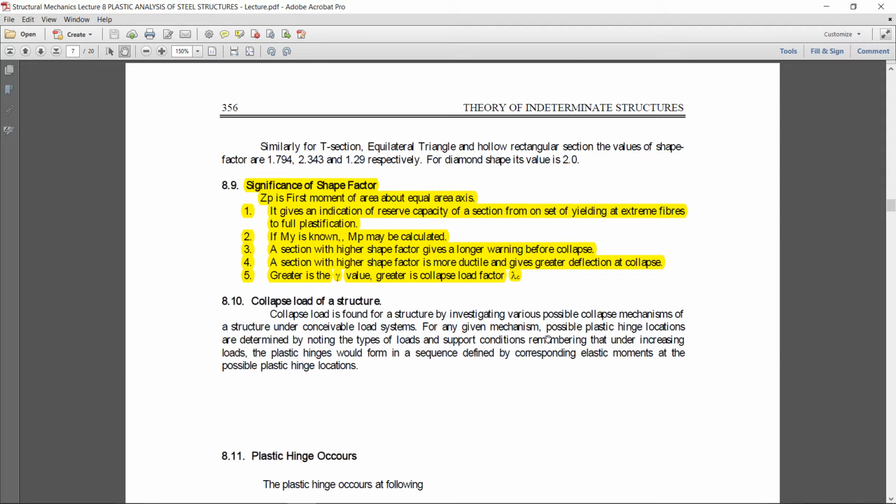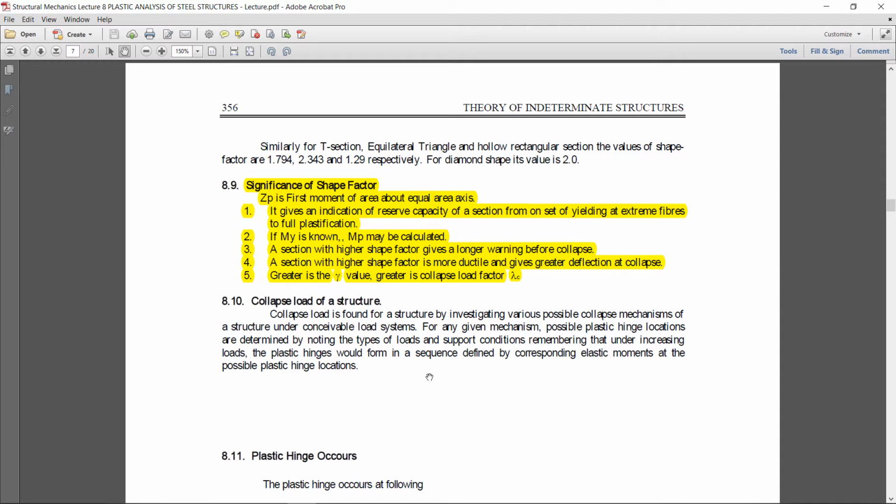For any given mechanism, possible plastic hinge locations are determined by noting the types of loads and support conditions. Remember that under increasing loads, the plastic hinges would form in the sequence defined by the corresponding elastic moments at the possible hinge locations. What it means, as I have briefly said already, is that in a beam there are multiple types of loads, a continuous load, point load or UDL.